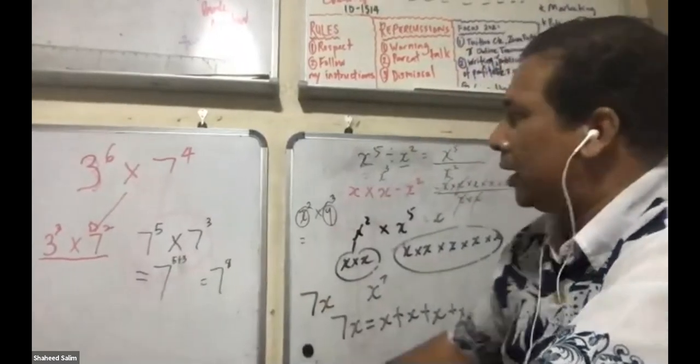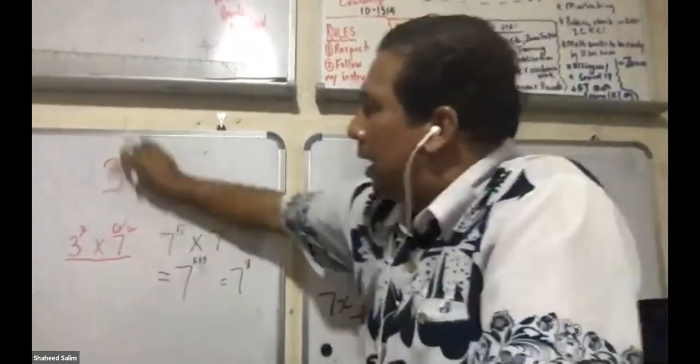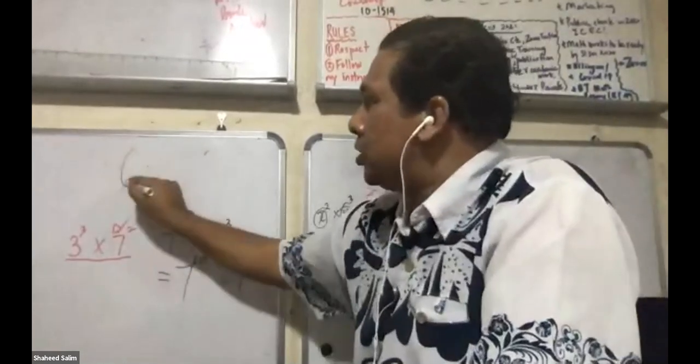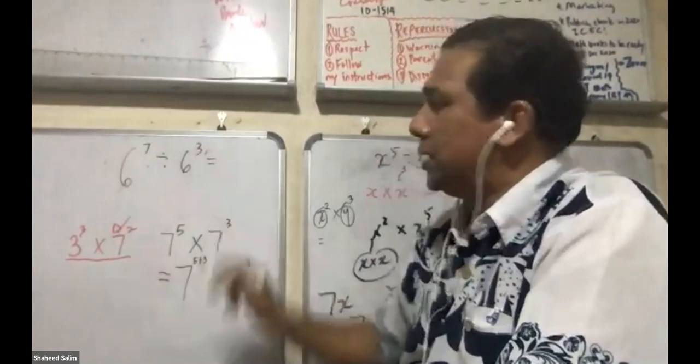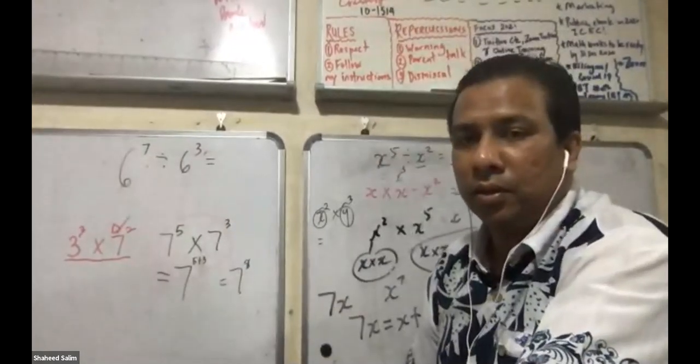Okay, we try another one now. Another one. Okay, we ask Inshira. 6 to the power of 7 divided by 6 to the power of 3. What's the answer, Inshira? 6 to the power of 4. Oh, yes. You just minus the power.